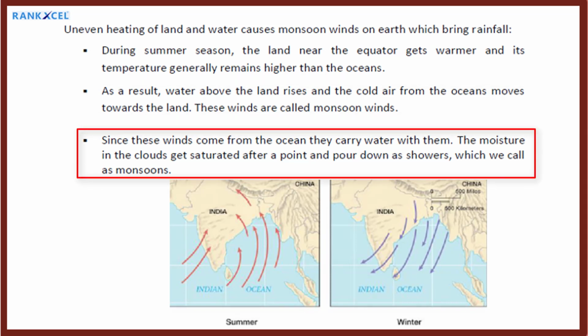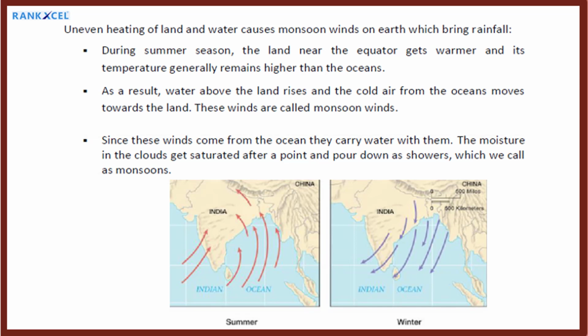Since these winds come from the ocean and carry water with them, the moisture in the clouds gets saturated after a point and pours down as showers, which we call monsoons.